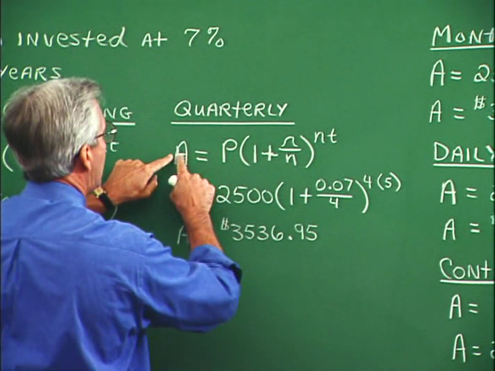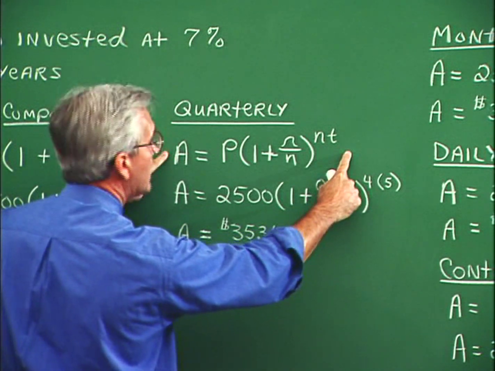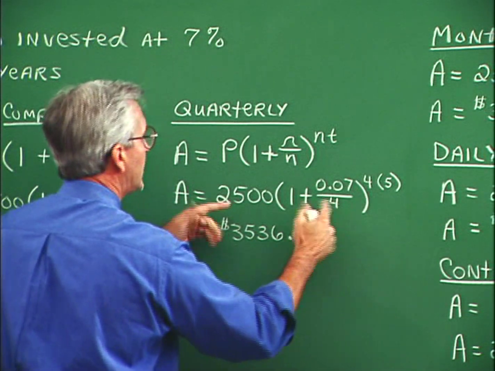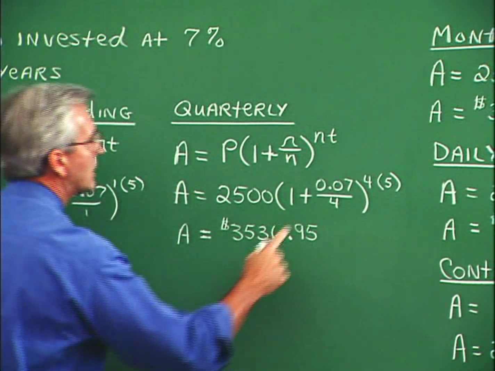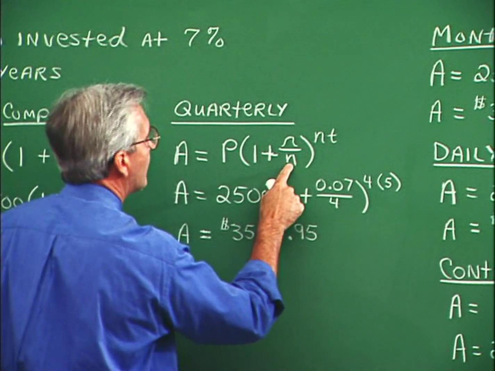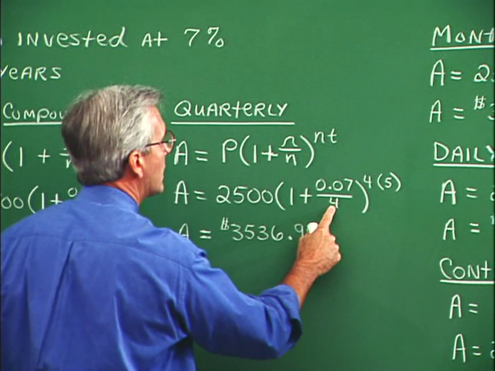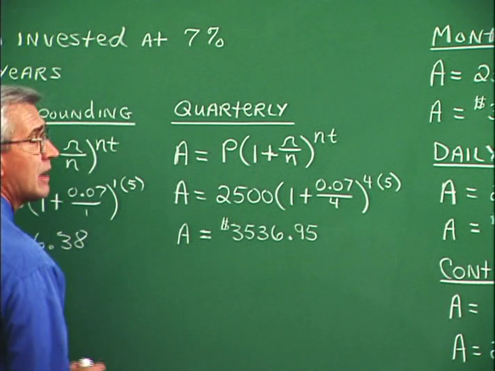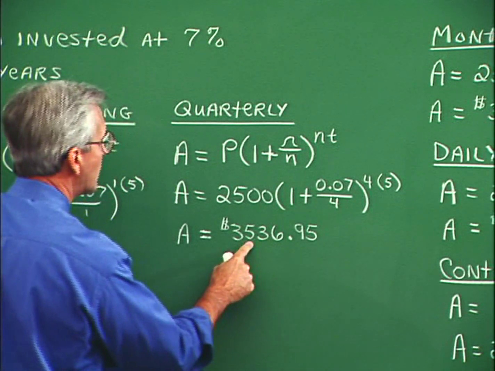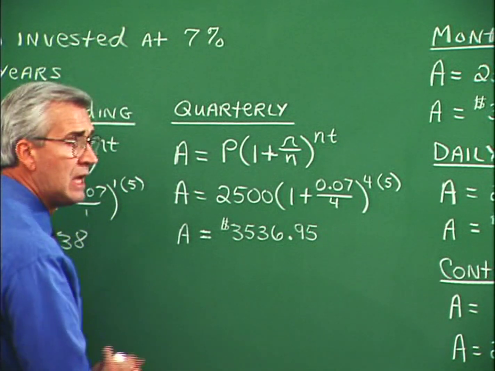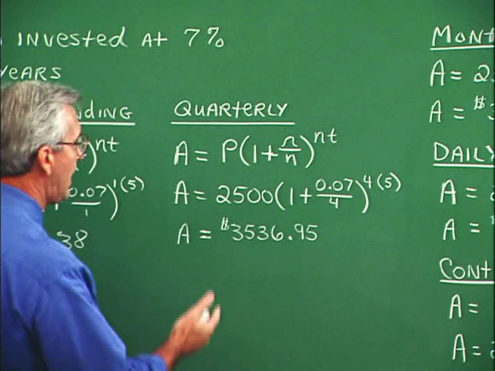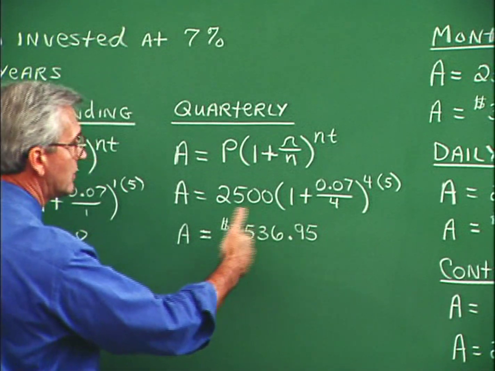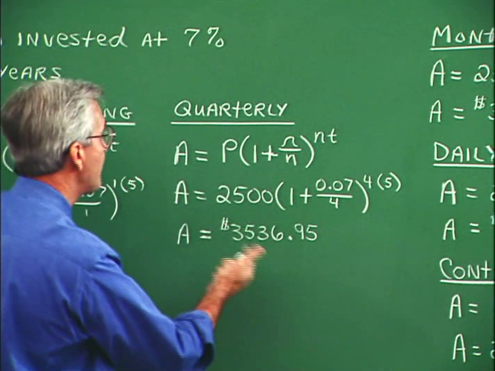For quarterly compounding, you want to write your formula down every time we use this model, and then replace the letters within the formula and then punch the calculator. But notice now the N, the number of compoundings per year, is 4 because we're talking quarterly, and 4 appears here as well. And the amount in the account after the 5-year period is $3,536.95. Now remember, for the annual compounding, it was just a little over $3,500. It was $3,506. So this is about $30 more when we're compounding quarterly.